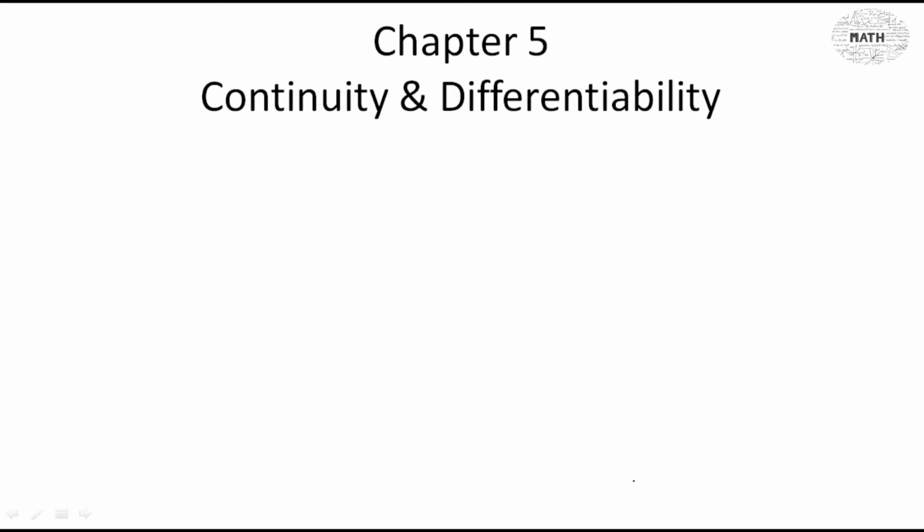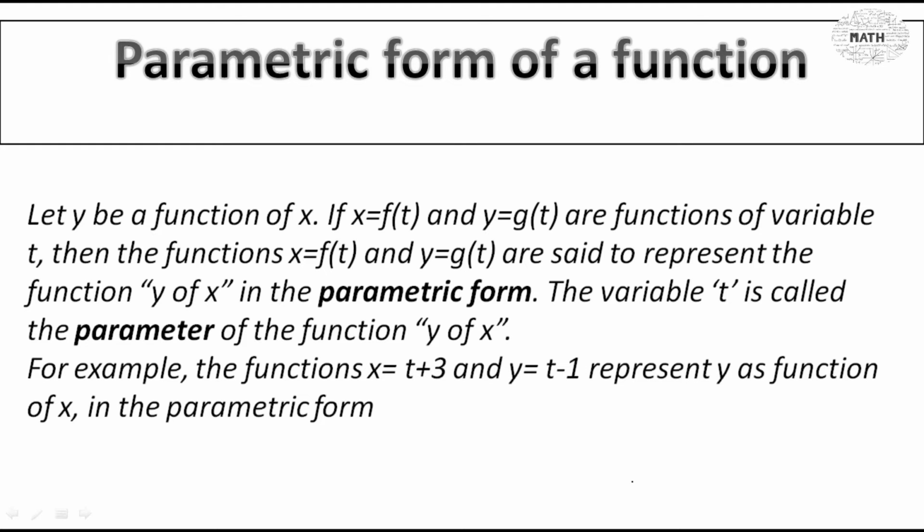Before we go through the exercise, let us first begin with the topic: parametric form of a function. What do you mean by parametric form of a function? Let y be a function of x. If x is equal to f of t and y is equal to g of t are functions of a variable t, remember, the variable is nothing more than t, then x is equal to f of t and y is equal to g of t are said to represent the function y is equal to y of x in the parametric form.